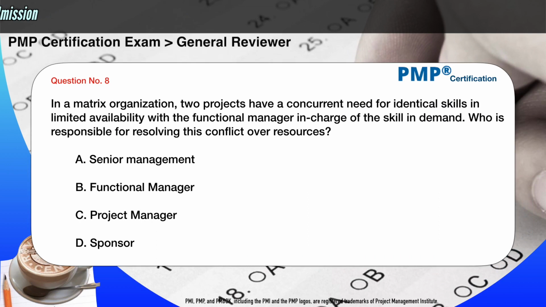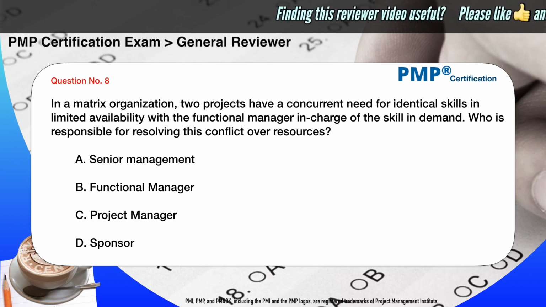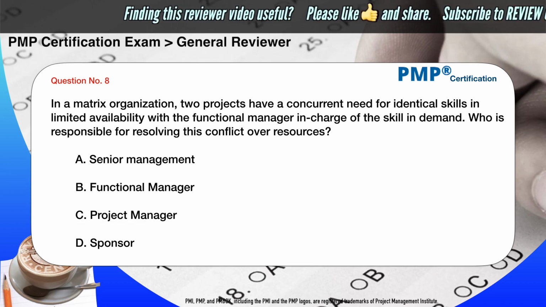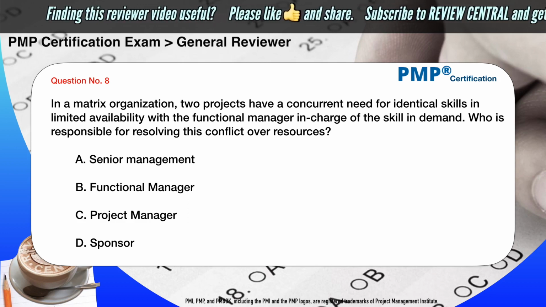In a matrix organization, two projects have a concurrent need for identical skills and limited availability, with the functional manager in charge of the skill in demand. Who is responsible for resolving this conflict over resources? A. Senior management. B. Functional manager. C. Project manager. D. Sponsor.